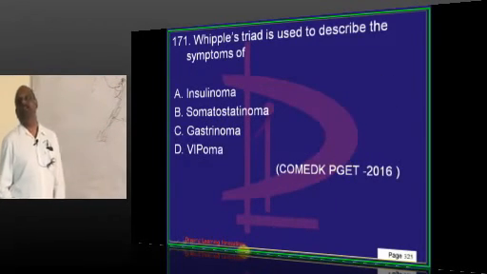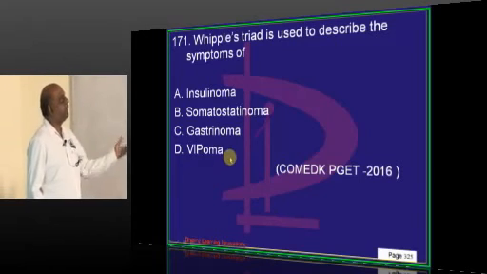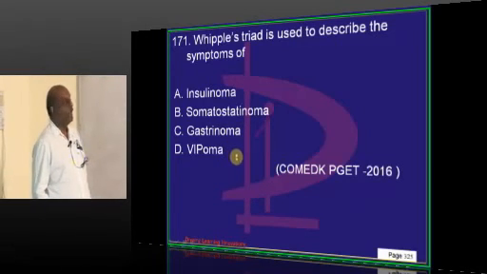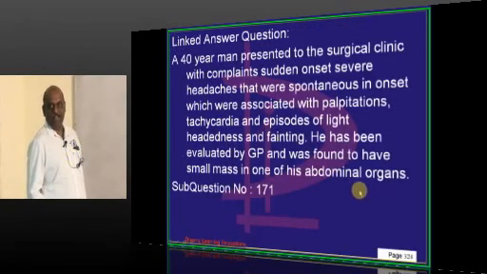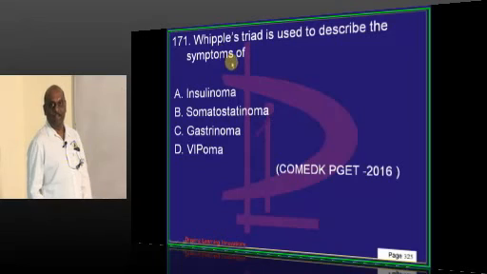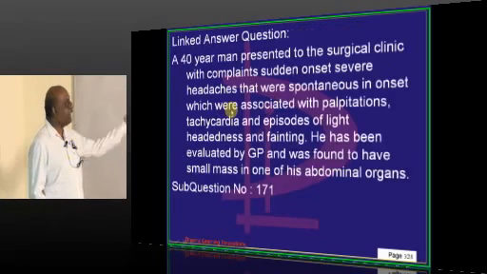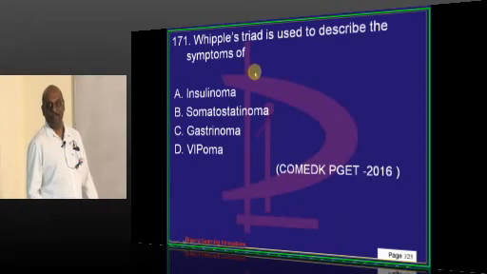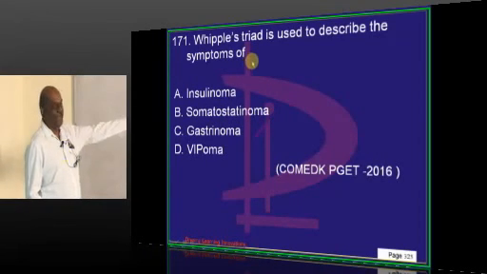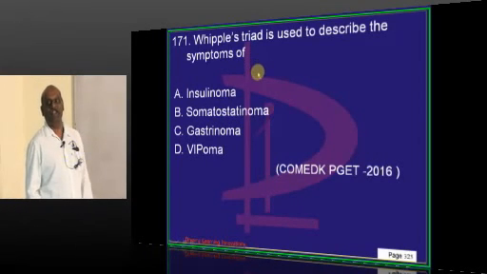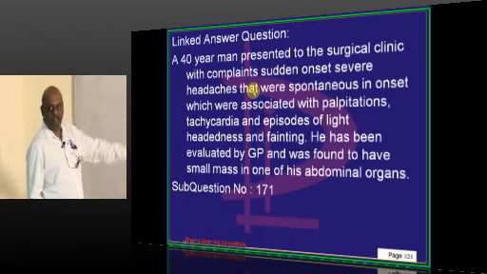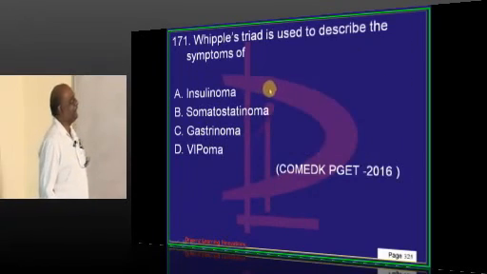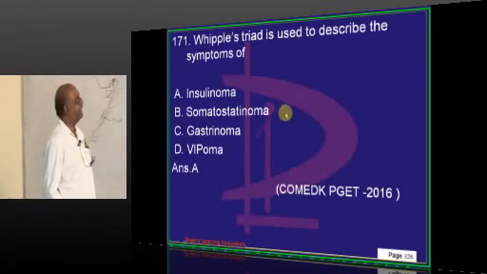Whipple's triad, where do you see? Typically in insulinoma. Is the whole story needed? Can't they ask directly? Do you love me or not? Why do you say that your eyes are good? I admire your hair and all that, and ultimately propose that I want to sleep with you. So you can straight away come and ask that only, and then we can bypass all this instead of wasting time. So, Whipple's triad.